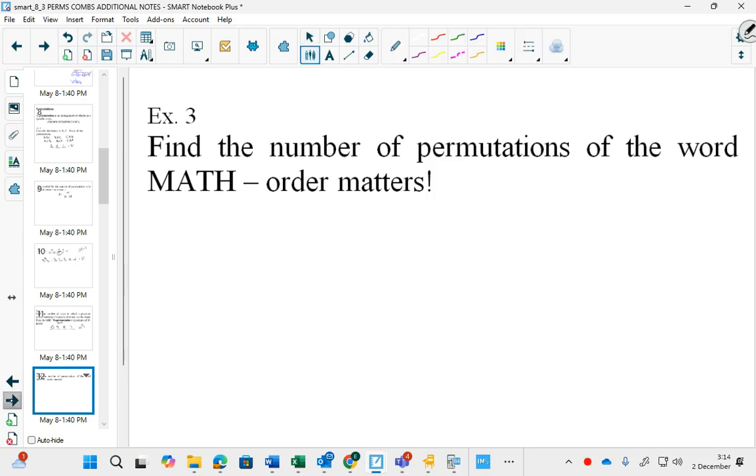Number of permutations of the word map. Order matters. Does it make sense? This would just be 4 factorial. All the letters are different. No problems there.